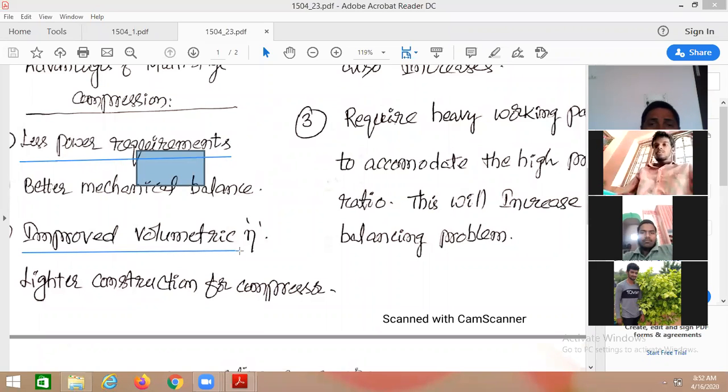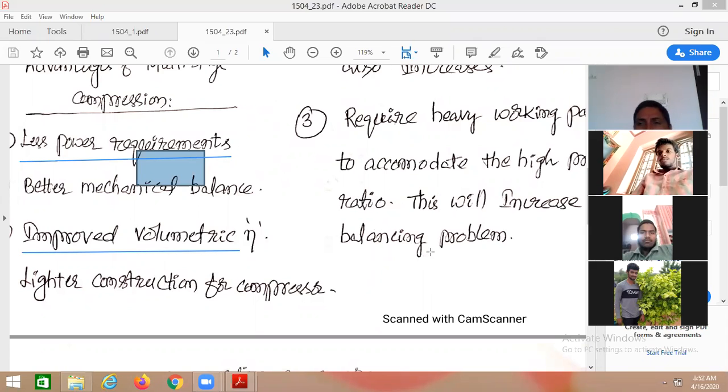One more advantage is that, as you maintain lesser pressure ratios, the balancing problems will also be very small, or they can be neglected. When balancing problems are very small, it means a lesser flywheel, or a small-sized flywheel, may be sufficient to be attached to the compressor.